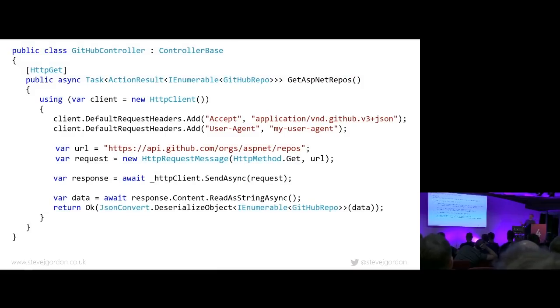Spoiler alert, there are some issues with this code. But we're going to start with this because this sort of represents what you may see in traditional applications today. So this is just a controller, and we've got an action method on here. And in there, we're going to make a call to the GitHub API because we want to get some data that we're going to shape into our own object model, and then we're going to return it.